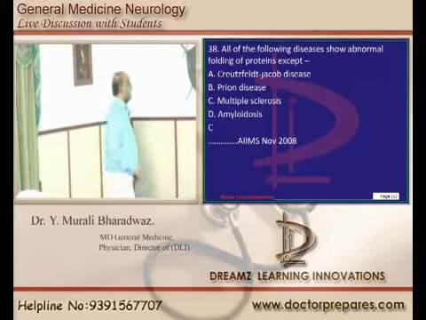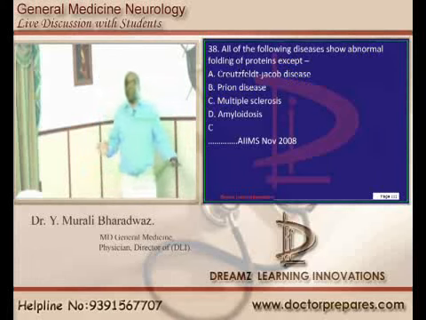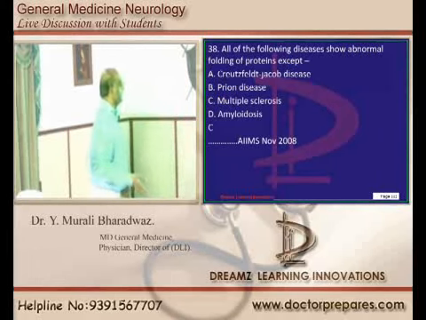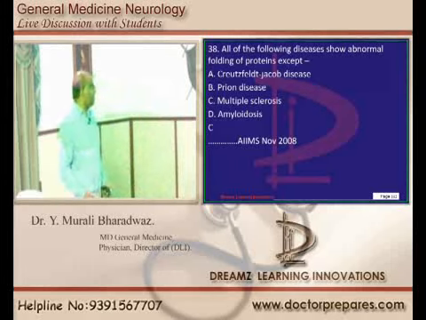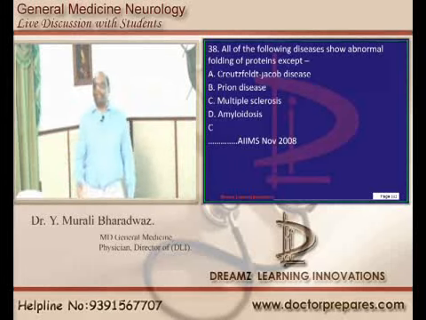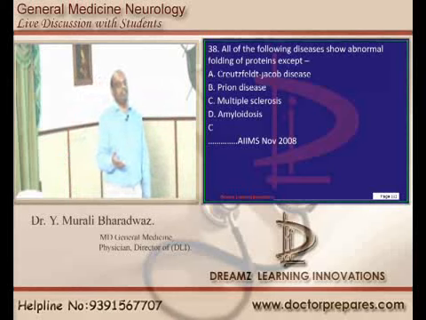Now, abnormal folding of proteins, where do we see it? Easiest question. Prion disease, amyloidosis, Creutzfeldt-Jakob, but not in multiple sclerosis. After coming this far, if you still think multiple sclerosis, then we have not read neurology.